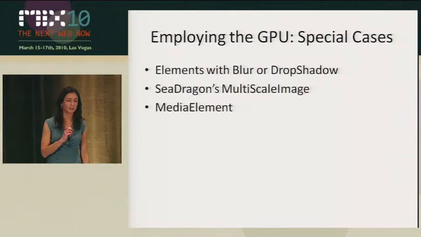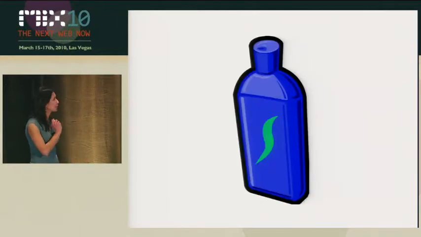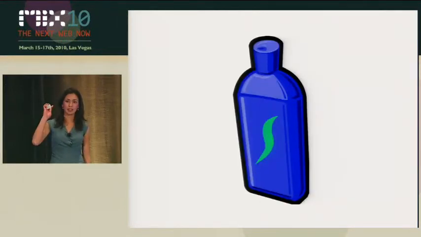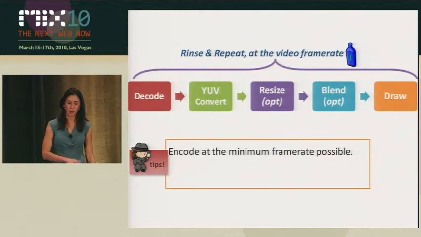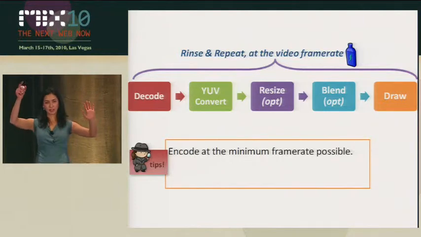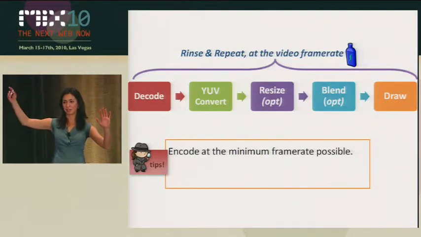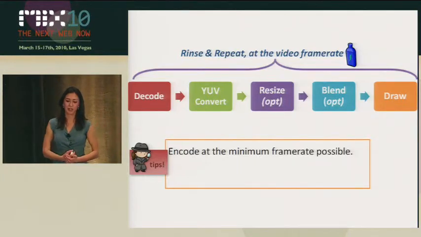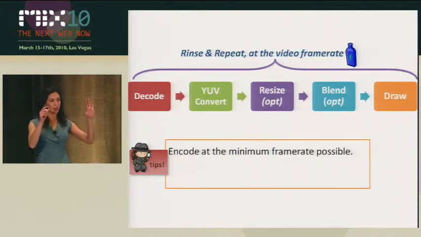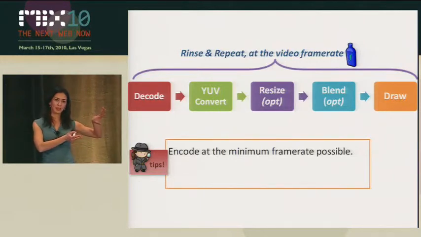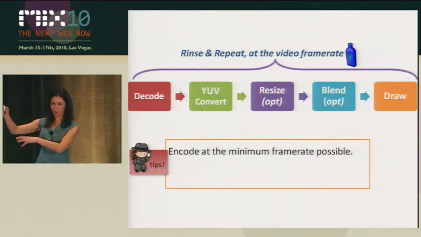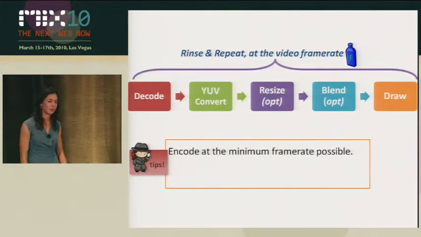And then media element. Let's talk about media element. Media is a rinse and repeat cycle, just like when you're using shampoo: decode, YUV convert, resize, blend, draw. This cost is incurred for every pixel, every single frame. So count your pixels wisely. The YUV convert is basically because media generally speaks the language of luminance, chrominance. We speak the language of red, green, blue, so we do a little bit of conversion.